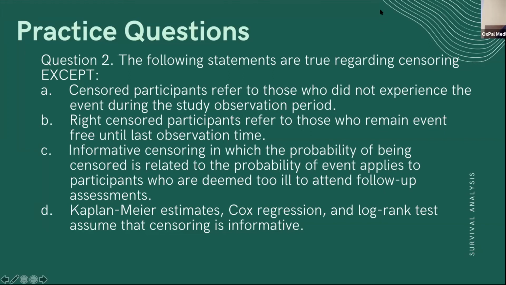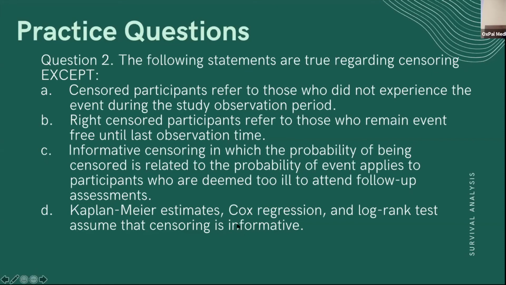And letter D, Kaplan-Meier estimates, Cox regression, and log rank test assume that censoring is informative. So yes, it's a question on censoring. The following statements are true except, so whichever is the false. We're looking for the false statement here. Okay, I'll end the poll. Half of those who answered said that it's letter D. That D is not true, and the correct answer is D, because remember that this should be non-informative censoring.